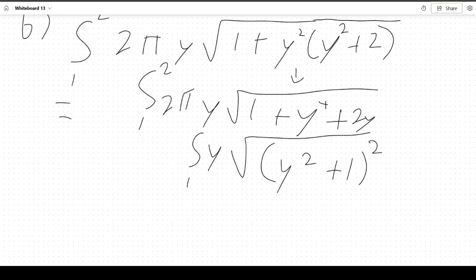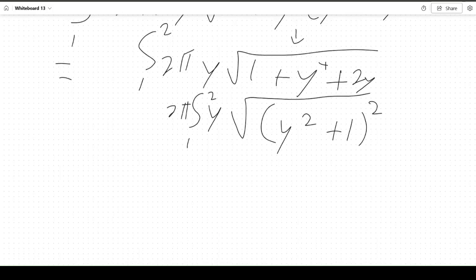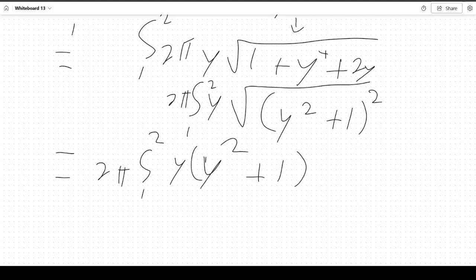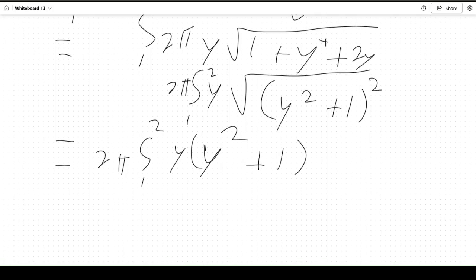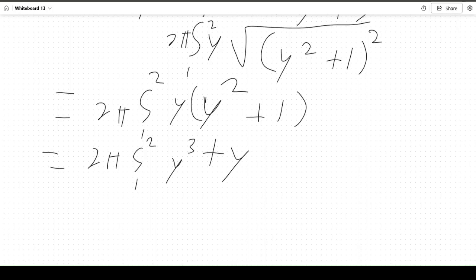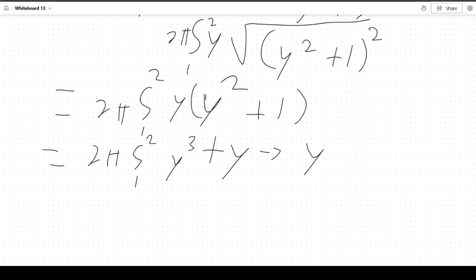So we can leave the 2 pi out of the integral. And when we square this square, we are left with just the value. So this would be just y squared plus 1. And this makes it much easier to distribute. So now we have to distribute the y. So this would be y to the power 3 plus y. And now we can integrate this. So simple integration over here.